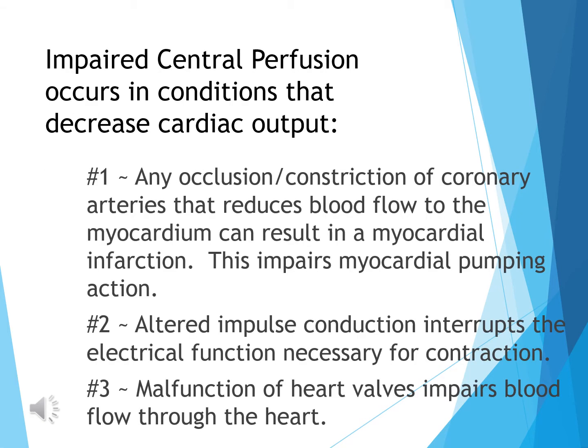Impaired central perfusion occurs in conditions that decrease cardiac output, such as any occlusion or constriction of the coronary arteries that reduces the blood flow to the myocardium, which can result in myocardial infarction. This impairs the myocardial pump action and the effectiveness of how our heart pumps. Another way is alteration in impulse conduction, with interruption of the electrical functioning necessary for contractions. And the third way is malfunction of the heart valves, which impairs blood flow through the heart.